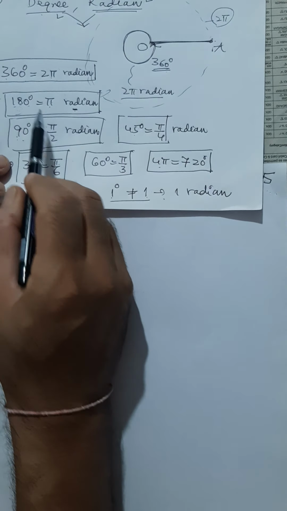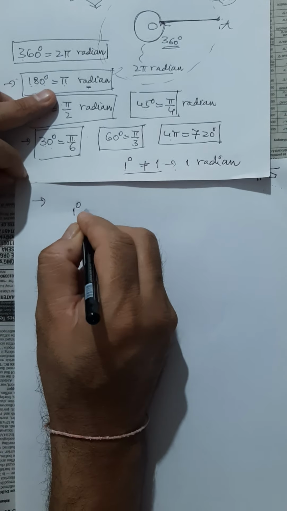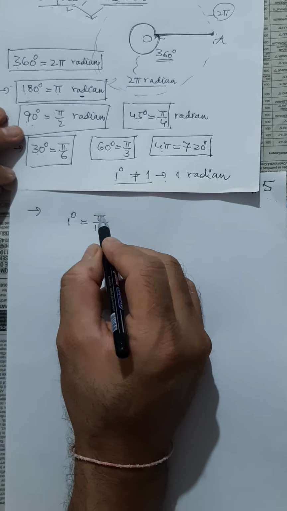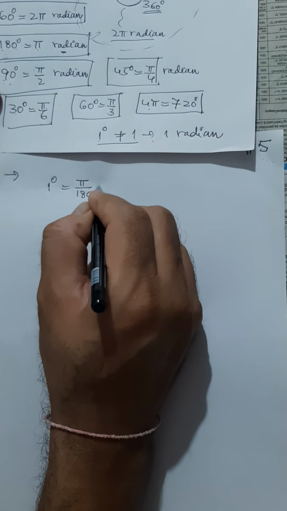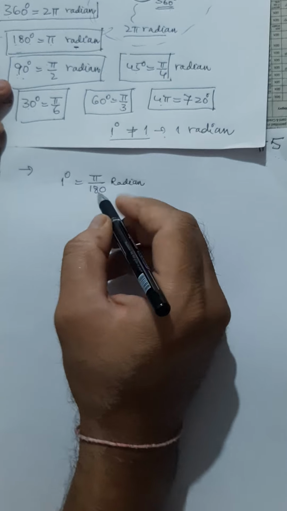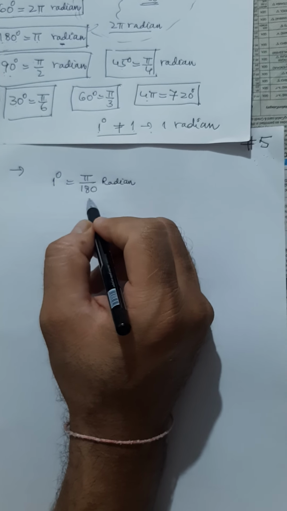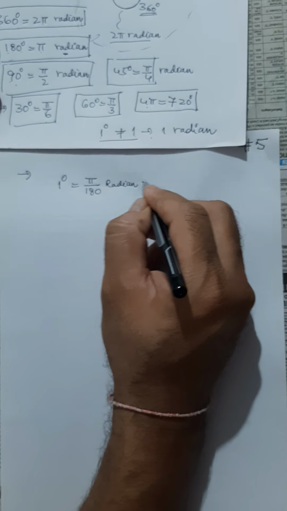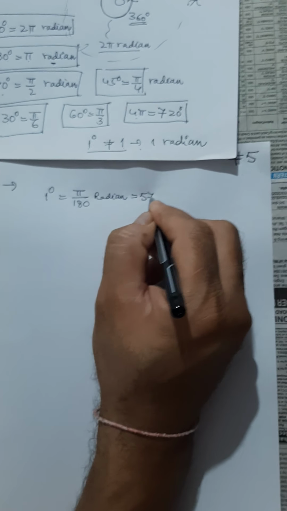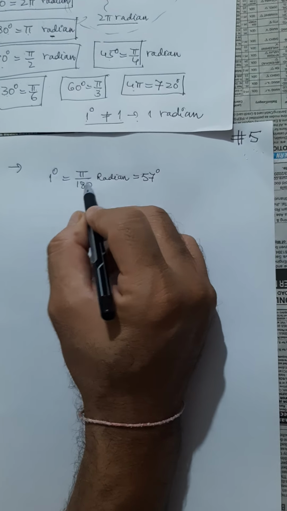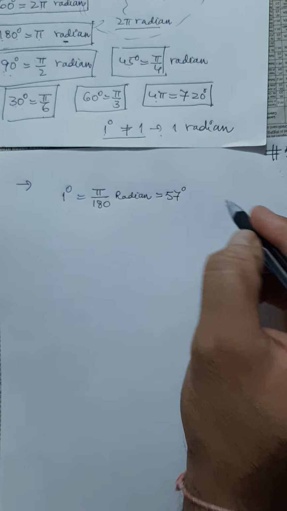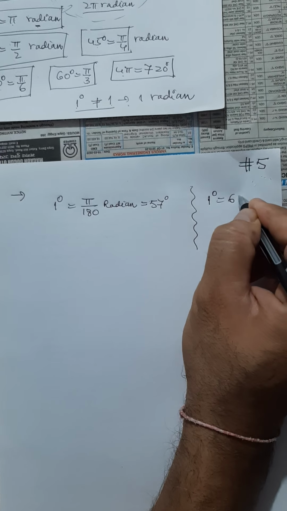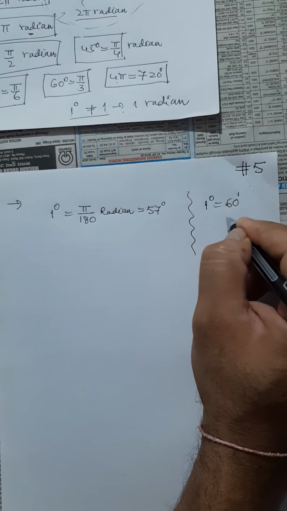So from this you can say that 1 degree equals pi by 180 radian. If I write simply pi by 180, it is understood it is in form of radian. And if you do 3.14 by 180, here you can find the value. So this will be roughly 57 degree. You can verify by calculator, 22 by 7 by 180. And here, I'm sorry, I forgot to mention, here we take 1 degree as 60 dash, that is 60 minutes.